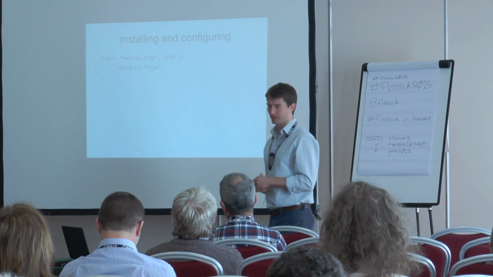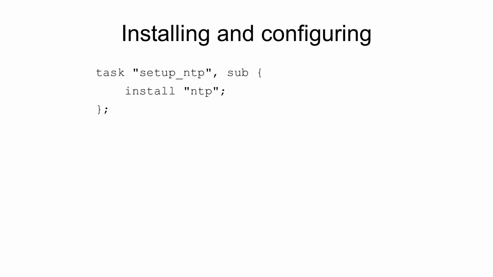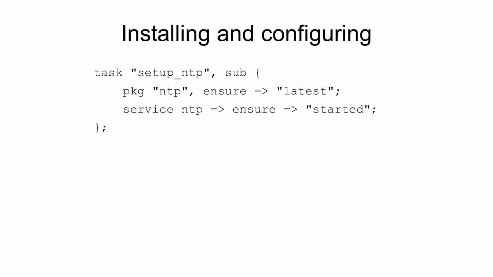So another example, I'm going to go through setting up NTP. I can start off with a very simple example, which is just using the install command and then the name of the package. So that will just go away and attempt to install NTP. Or I can be slightly more clever and I can say, actually, make sure it's the latest version.